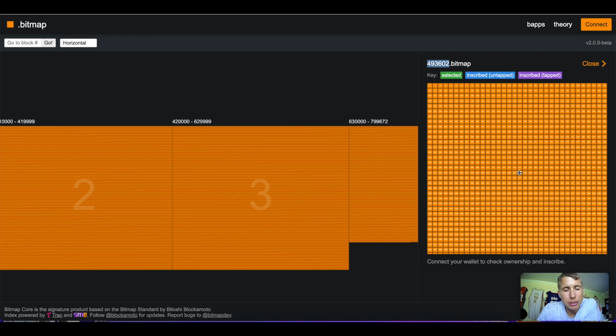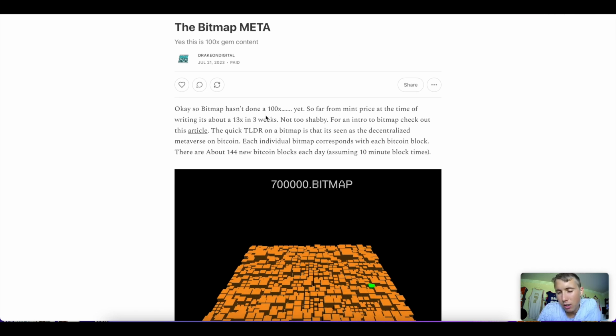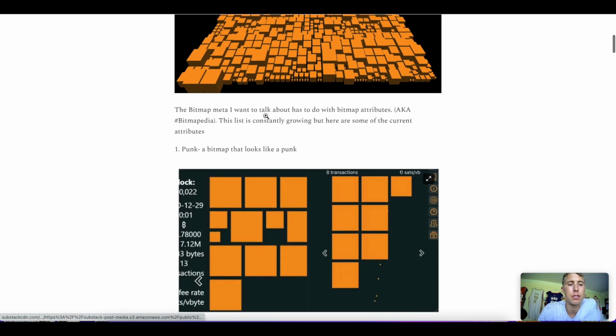Well, it has to do with the attributes. I made an article on Substack. I shared it on Twitter so you guys can check it out. But the TLDR on what you want to look for is certain blocks that have really strong attributes in different areas.